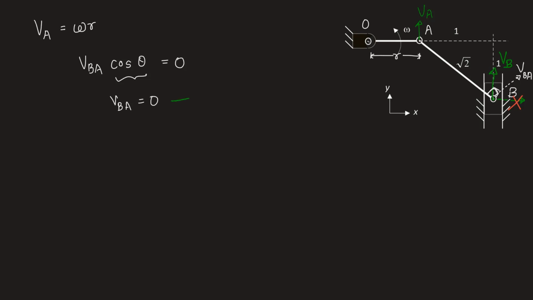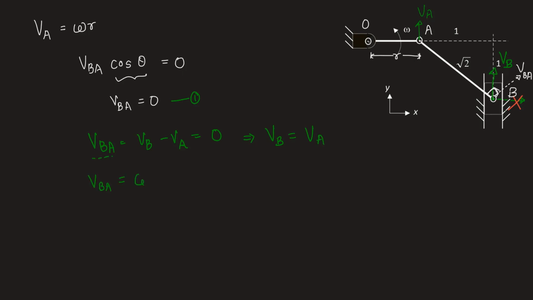So we have our result here that velocity of point B with respect to A is 0, but VB is non-zero because point B is going to move in the y direction because of this constraint when the crank rotates. VBA, the relative velocity, can be written as VB minus VA, and this is equal to 0. So we can say that velocity at point B will be equal to velocity at point A.